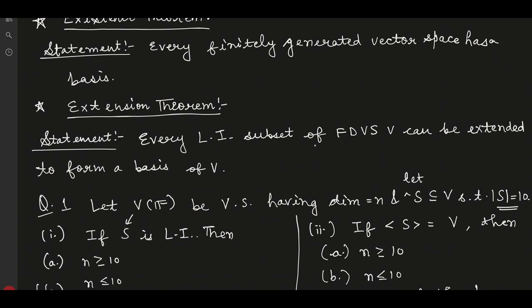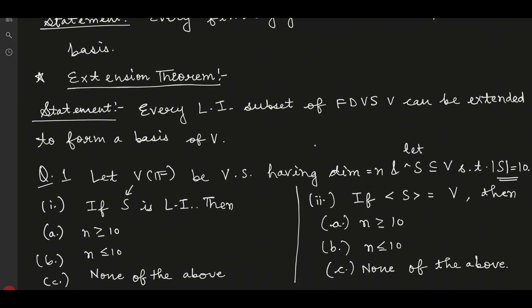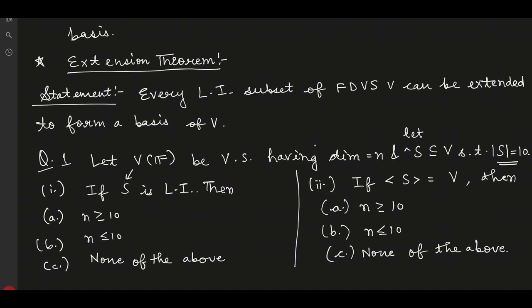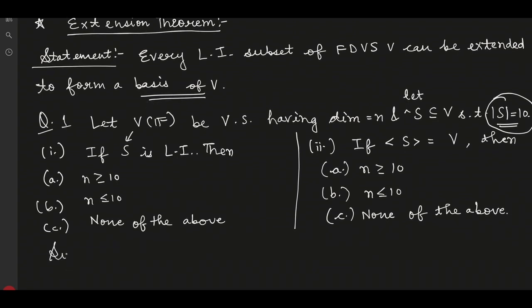Now, if I extend anything, the dimension of the vector space was n. So if I extend something, then it will be greater than 10, no? Because the cardinality of S was 10. So when I extend it to form a basis for vector space V, then n is greater than or equal to 10 because of this extension theorem.